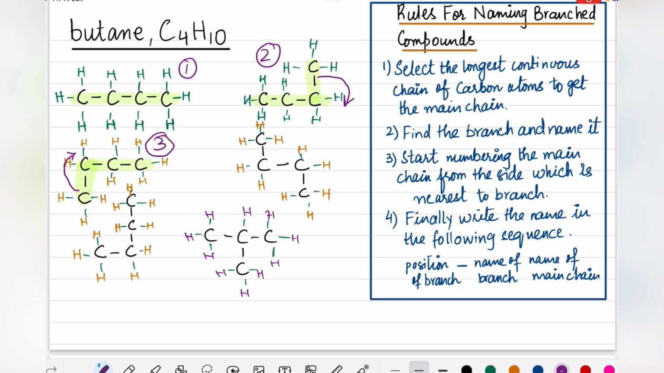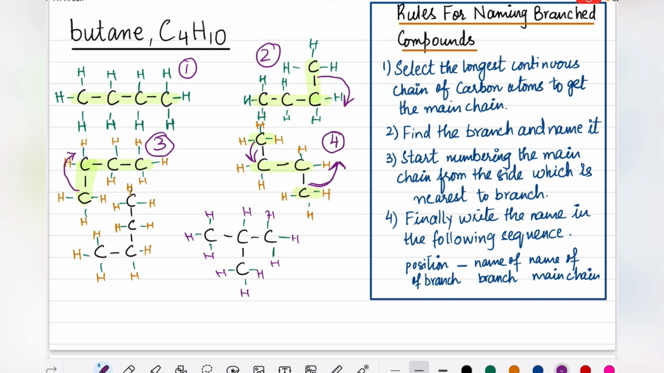Now look at the fourth structure. In the fourth structure, two carbon atoms are arranged in a chain, but two carbon atoms are present above and below it. However, these two carbon atoms can easily be twisted back to the main chain. One carbon atom will go downward and the other carbon atom will twist back upward. So this is also a straight chain structure.